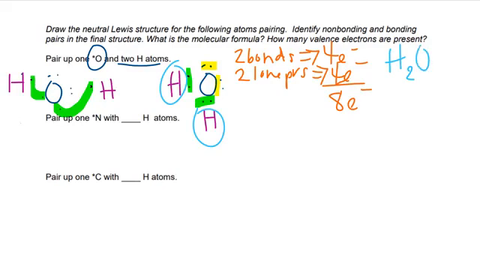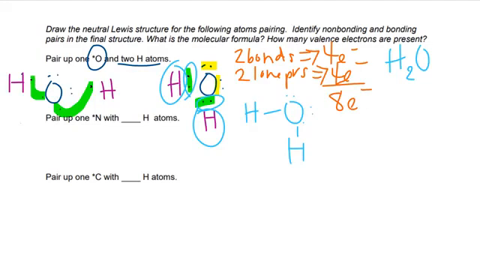Its molecular formula is H2O. And if we were to draw it without using the dots, using our bonds, I would have H bonded to O, and O is bonded to H. So I just replaced the dots with bonds. And then oxygen has 2 lone pairs.